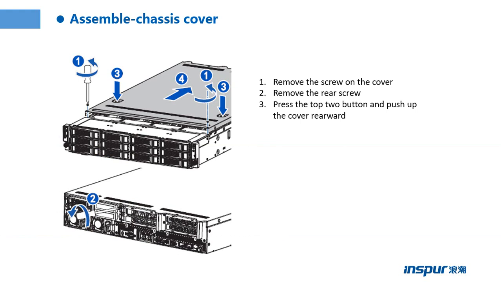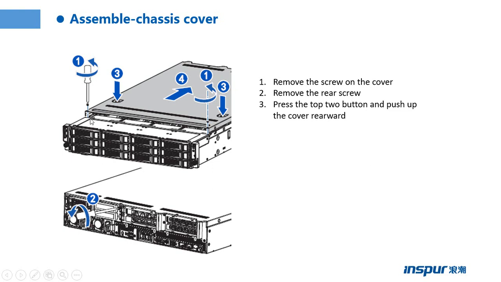The first page shows the assembly of the chassis cover. We should remove the chassis cover from the picture. Step 1, remove the screw on the cover. Step 2, remove the rear screw.